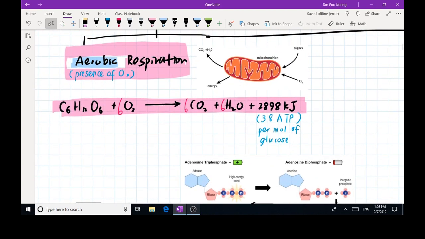This is a typical respiration that is commonly known to us. We have the glucose from the food that we eat, and this is the oxygen that we gain from external respiration. When these two diffuse into the body cells, the body cells are going to oxidize the glucose to form carbon dioxide, water, and energy. We gain 2,898 kilojoules of energy per mole of glucose oxidized, and this amount of energy is equivalent to 38 ATP.